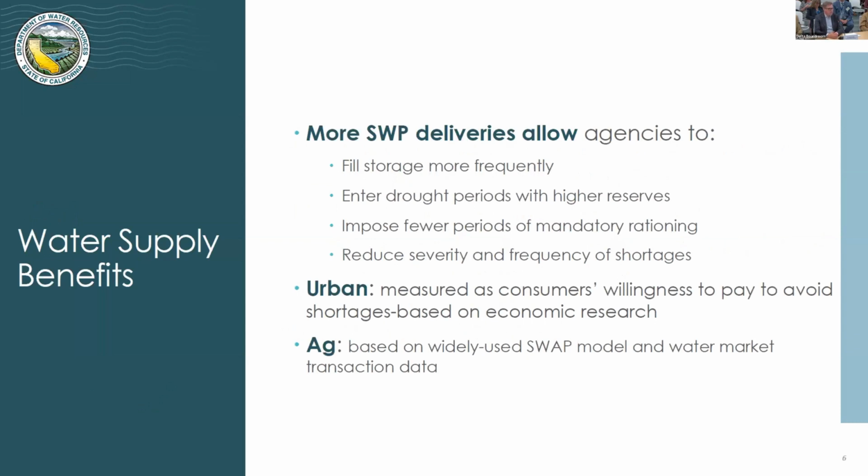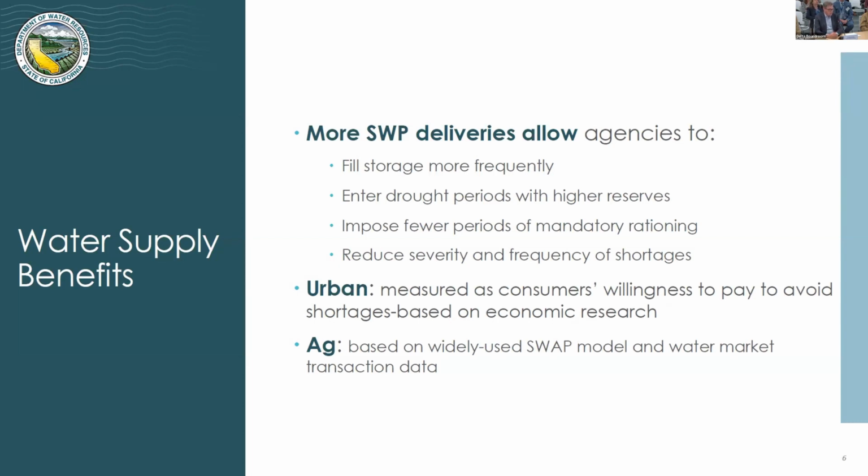So with respect to benefits quickly, again, we're looking at different categories of benefits. First thing we look at is the climate mitigation benefits on the State Water Project. More State Water Project deliveries, and not more relative to the status quo, but more relative to what would happen without the project. That allows agencies to fill storage more frequently, so they enter droughts with more water in reserve. What that means is that there are fewer periods of mandatory rationing for urban agencies and less severe rationing whenever it occurs, and that has an economic value to residences and to businesses.